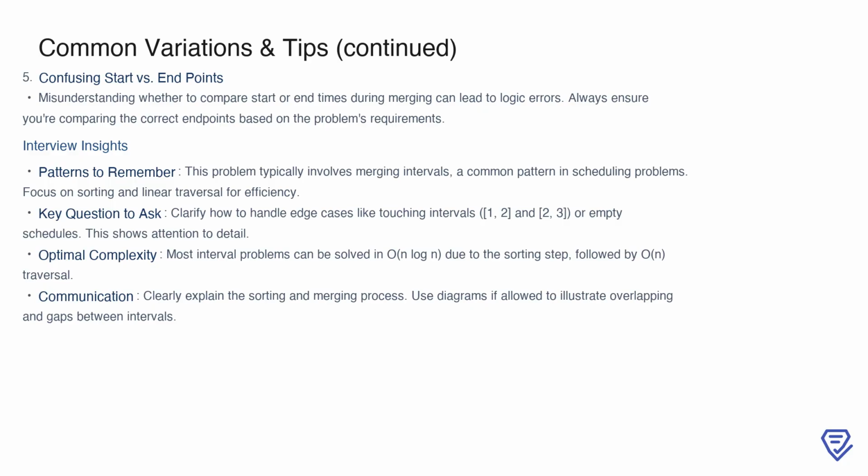In terms of complexity, you should aim for an O(n log n) solution, which is often the optimal approach due to the sorting step followed by a linear pass. Lastly, clear communication is key. Walk through the sorting and merging process step by step, and if possible, use diagrams to visually explain how intervals overlap and where gaps exist. This can make your thought process more transparent and easier to follow.